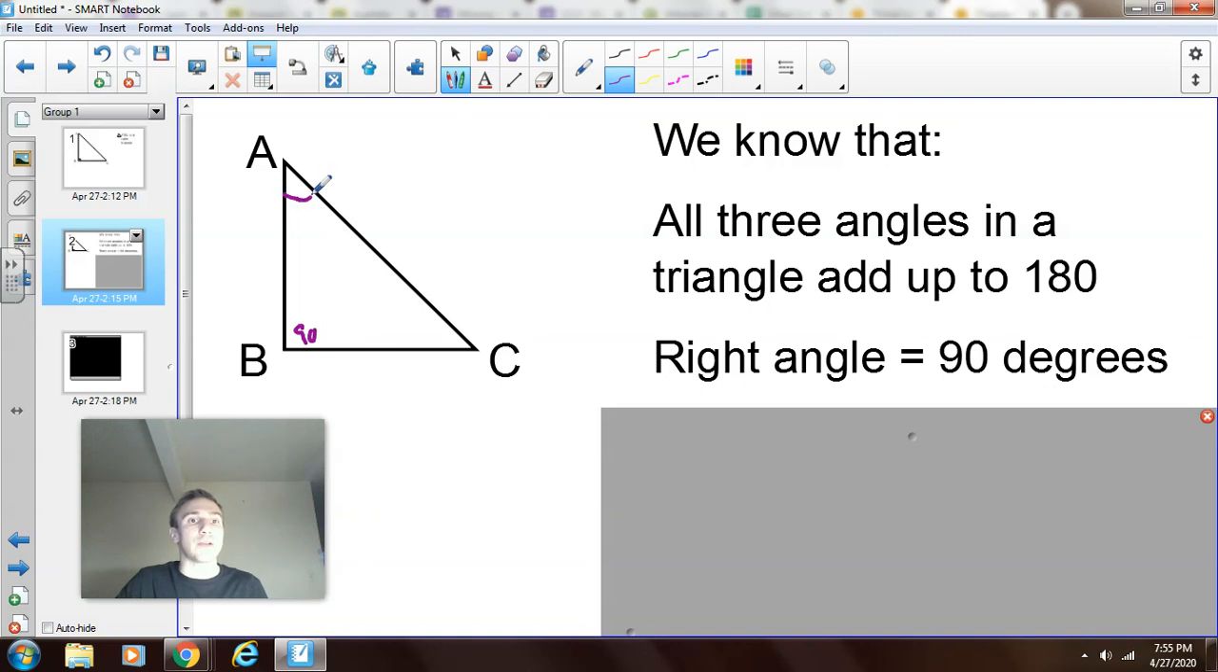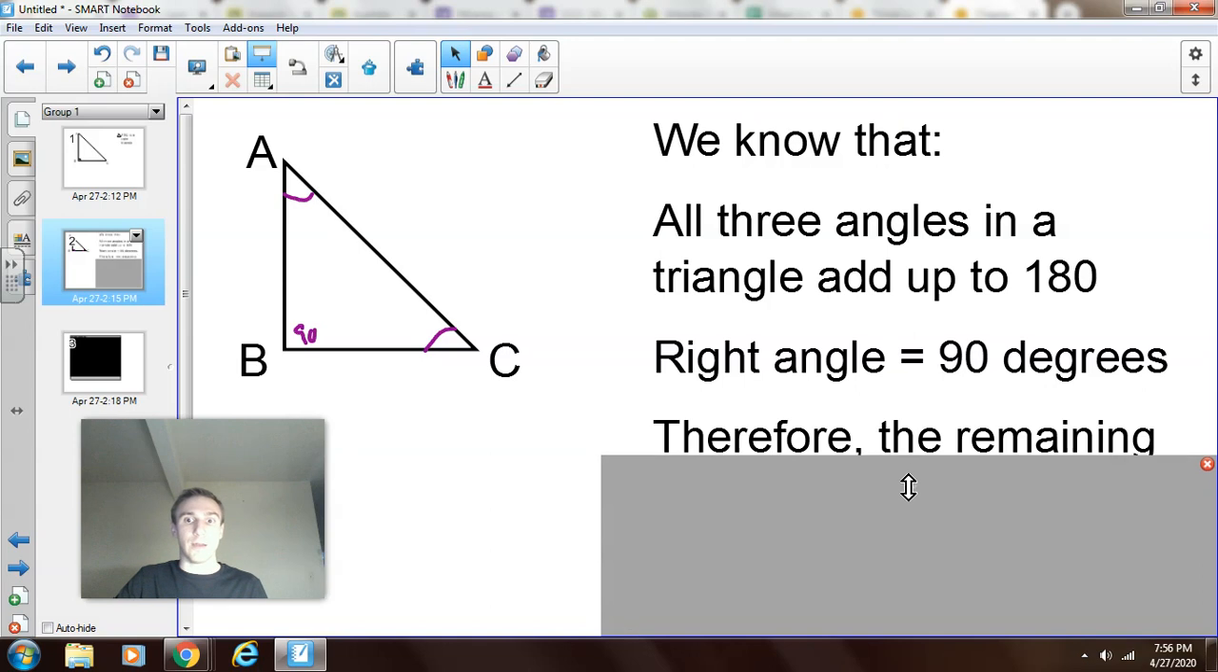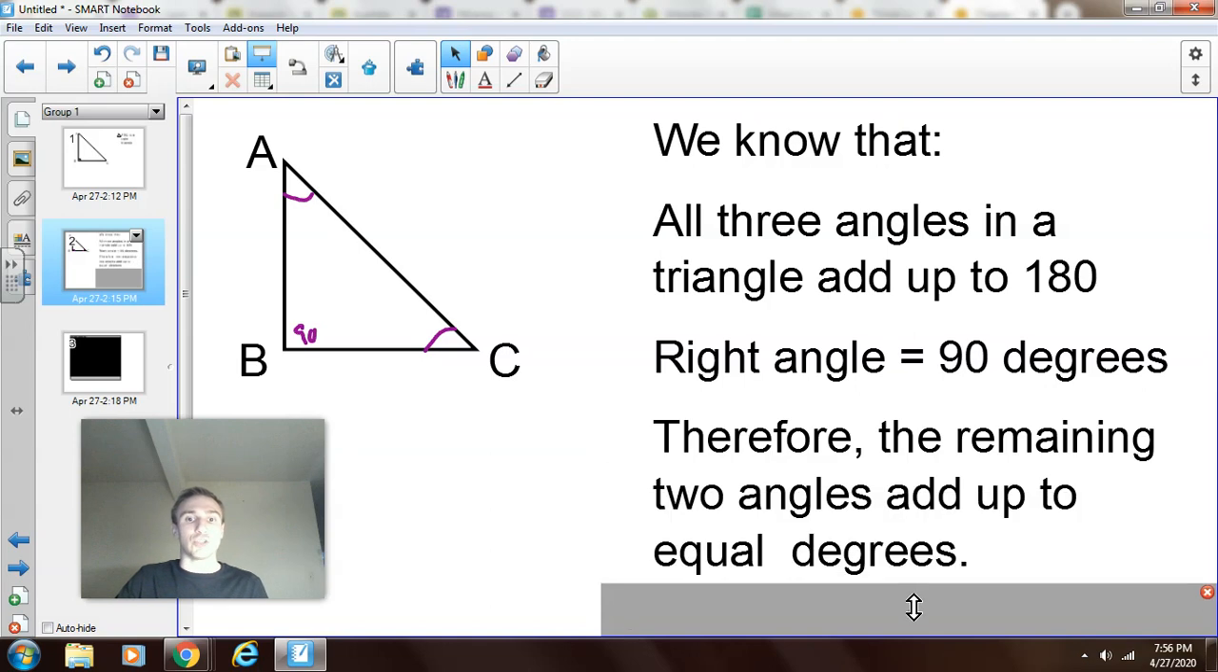So can I figure out what these 2 angles have? Well, perhaps not individually. I might not be able to tell you that angle A is a certain measure or angle C is a certain measure, but I can tell you that the measure of A plus the measure of C add up to a certain number of degrees. And that's a magic number that you and I are going to be working with today.